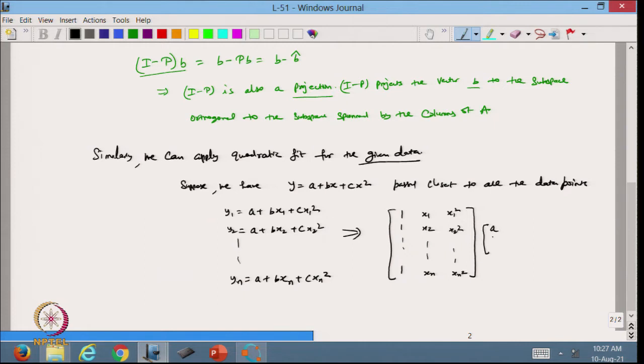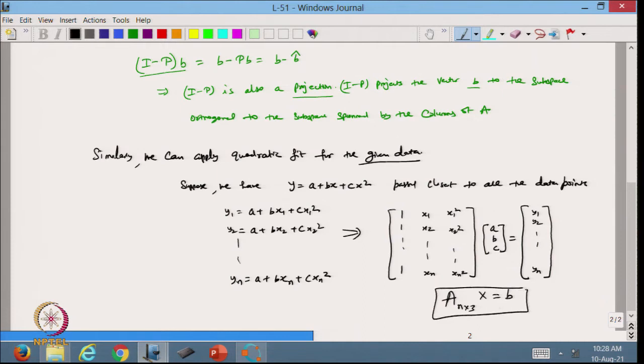So, in this case I need to find the value of a, b, c, and on the right hand side I have the values of y's that is given to me this way. So, also I can say that in this case I have a matrix that is of order n cross 3, and this on the right hand side. So, in this case I get the same system, only the condition is that the matrix now has 3 columns made up of 1, xi and xi squares.